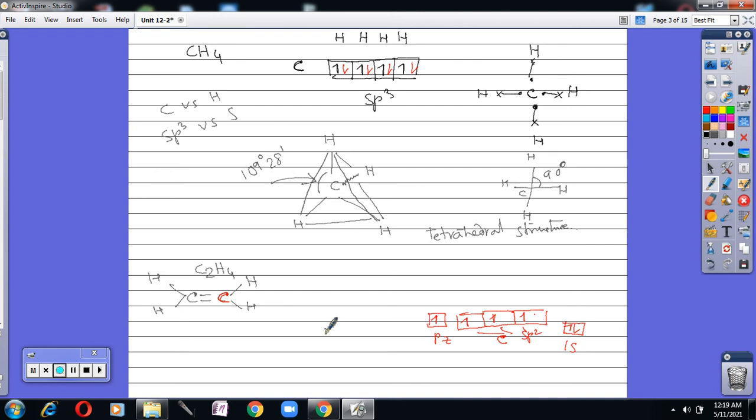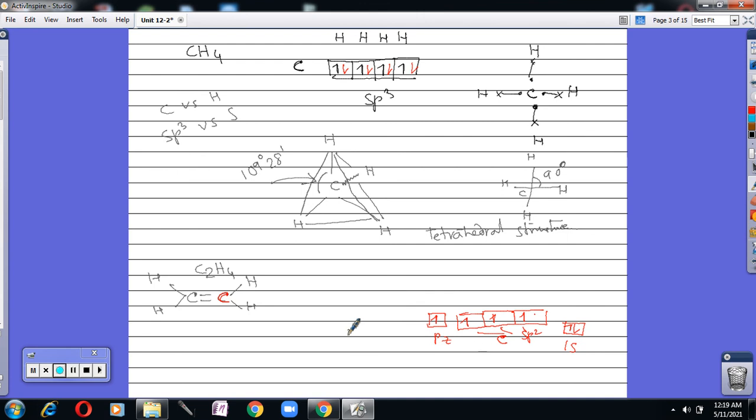Now, this black carbon atom, we can write here, and this black carbon atom also has the same electronic configuration, that is pz, sp2, 3 sp2, that means this one, this one, this one, and also 1s, right?